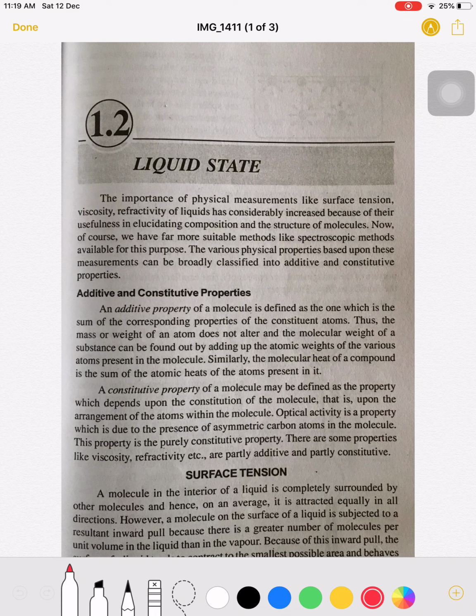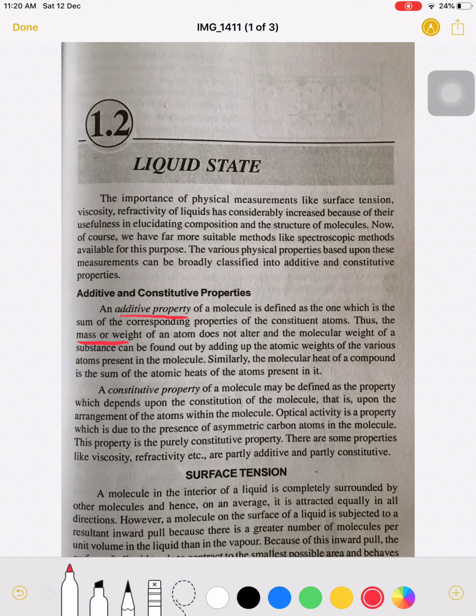So let's begin with what is meant by additive and what is meant by constitutive properties. An additive property of a molecule is defined as one which is the sum of the corresponding properties of the constituent atoms. Thus the mass or the weight of an atom does not alter, and the molecular weight of a substance can be found out by adding up the atomic weights of various atoms present in the molecule.